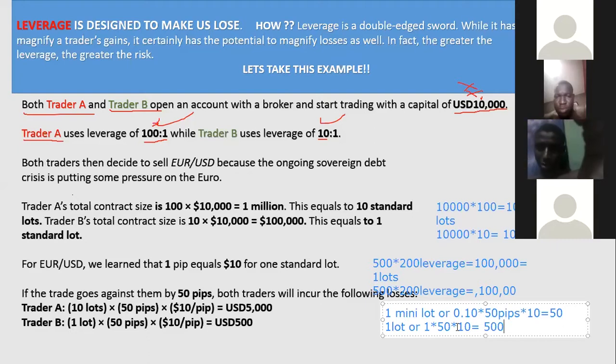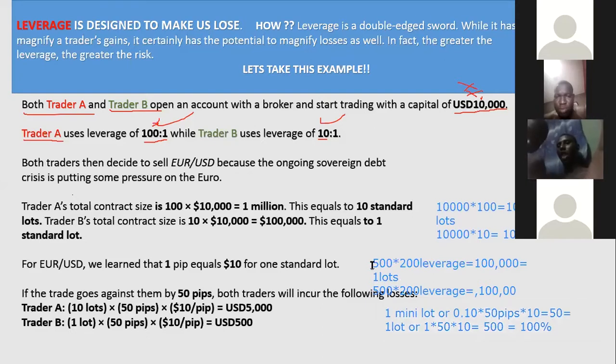So what has happened here is that Empress has made $500, which is 100% of her account. And I have made $50, which is $50 of 500. Remember, we both had 500 in our account. So 50 of 500 is, I think, 10%. So I've made 10% of my account.